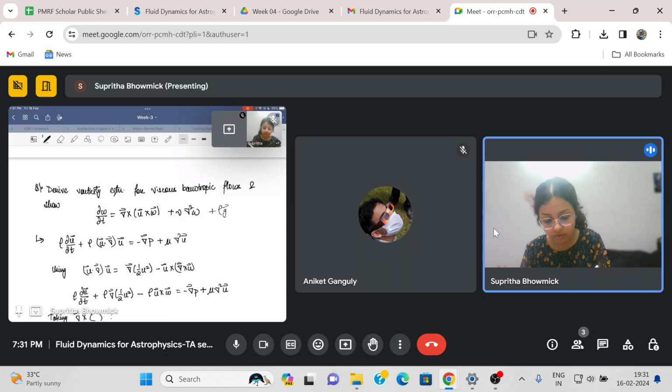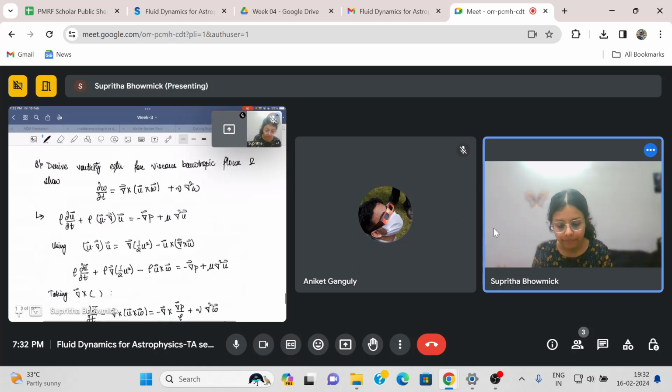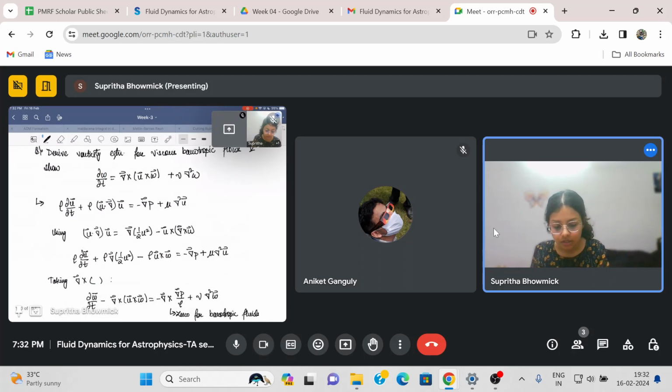I mean, of course, not here, because, sorry, this is omega. But in the Navier-Stokes equation, you just have a term which is rho g on the right hand side. Okay. So in the Navier-Stokes equation, this is the equation.